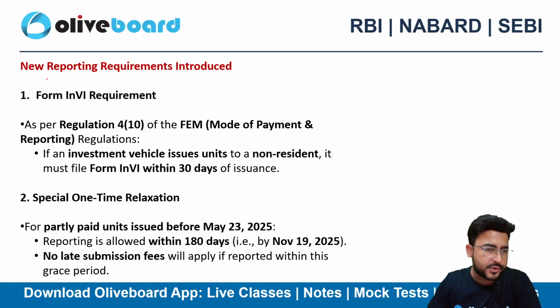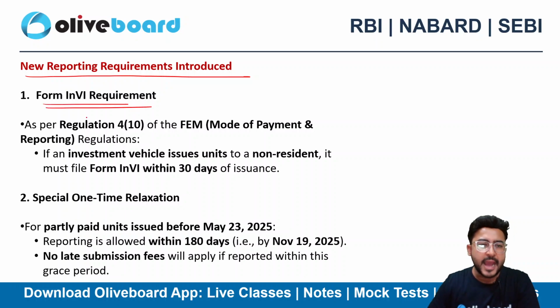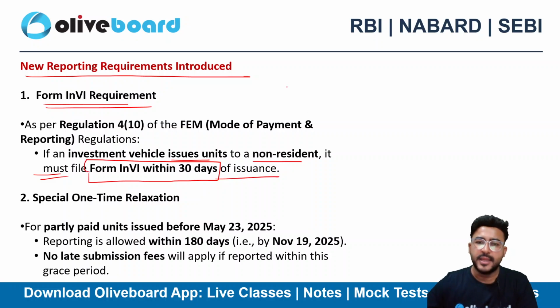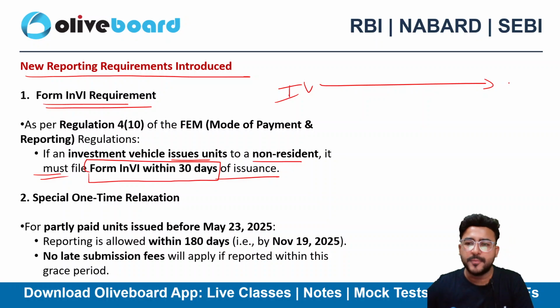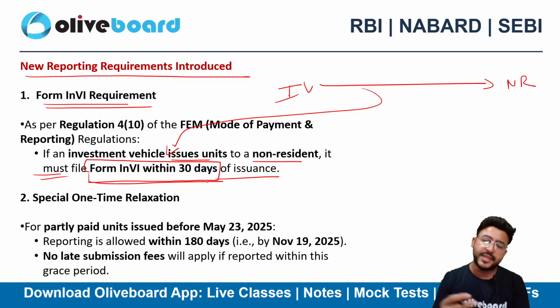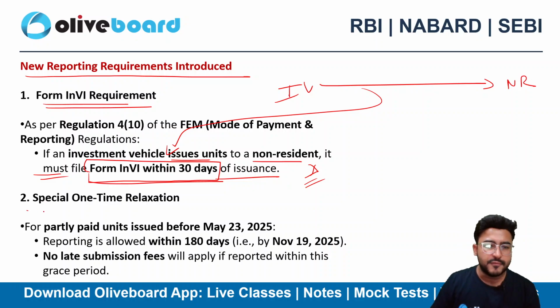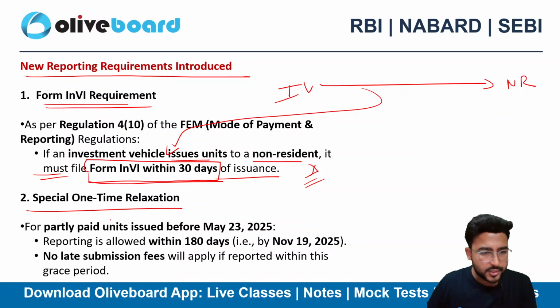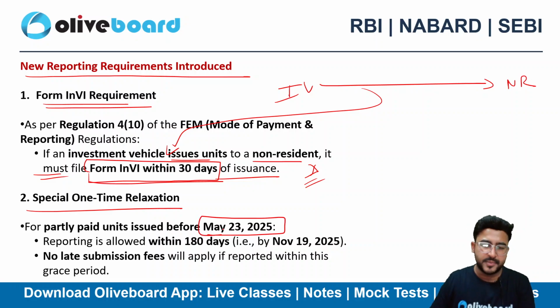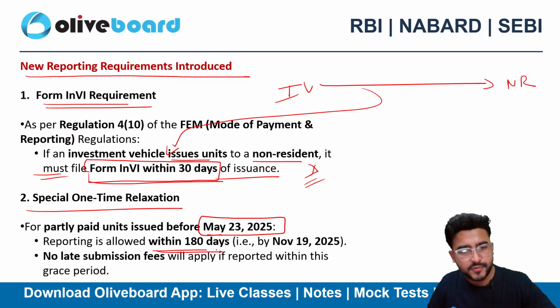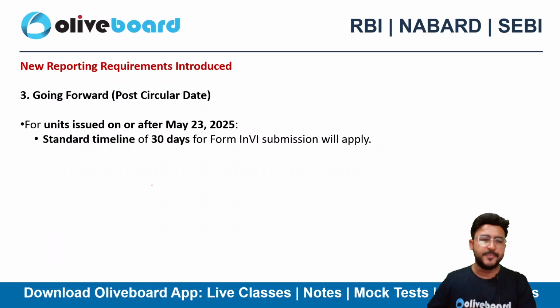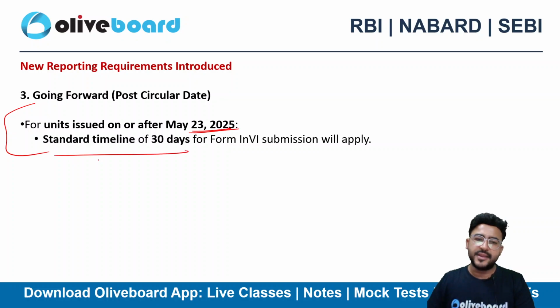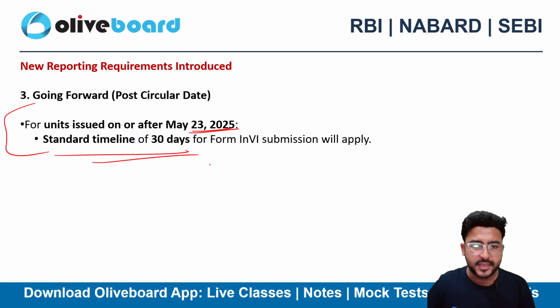Okay, so let's have a quick reading. The new reporting requirement has been introduced: Form InVI. If an investment vehicle issues units to a non-resident, then they need to file Form InVI within 30 days of such issuance. Let's suppose an investment vehicle has issued partly paid up units to a non-resident. They need to report this in Form InVI within 30 days of the issuance. So you need to remember this time limit. One special time relaxation has also been given. For partly paid up investments issued before 23rd May, before this circular came into picture, reporting is allowed within 180 days. 180 दिन के अंदर reporting allowed थी. However, अब on or after 23rd May, the standard timeline is 30 days, and you need to report this in Form InVI.